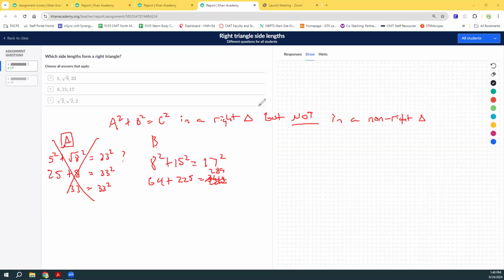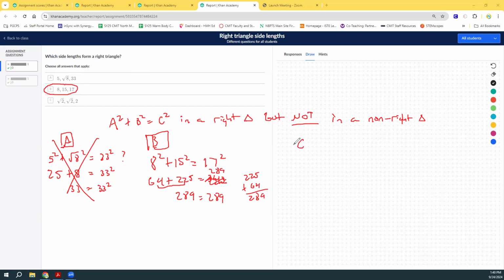So that's 289. So let's see. Is 64 plus 225 289? Hey, look at that. So 289 when you add those two together, and then 17 squared is 289. You know what that means? These three numbers could be sides of a right triangle. So B is the answer.